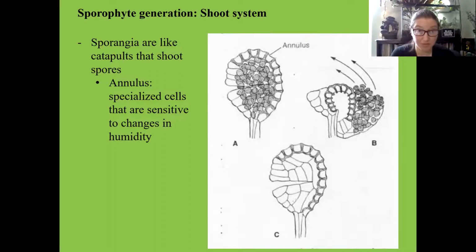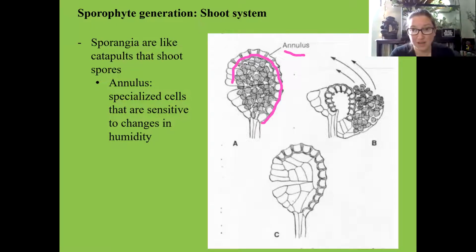But then here you got, this is the big whoop. In the ferns, the sporangia actually shoot the spores like little tiny catapults. Like, I don't know if you watched Game of Thrones or anything like that that had catapults, catapults kind of shoot it out. And the way it shoots things out is using these special cells that are sensitive to changes in humidity. That is called the annulus. This here is the annulus.